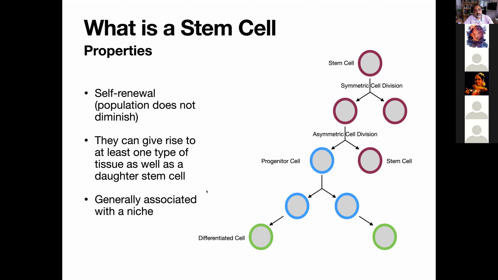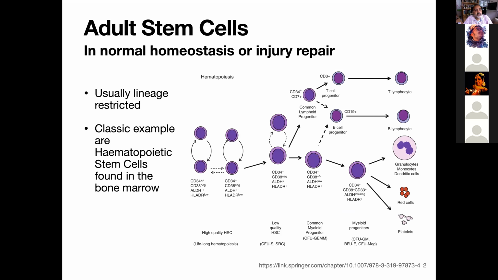So I will talk predominantly about embryonic stem cells, which are the more fascinating cell type, I think. But of course, stem cells were initially characterized in adult systems, and the hematopoietic stem cell is a classic example. Adult stem cells are used in normal homeostasis or injury repair. They're usually lineage restricted. As I've said here, the classic example is the hematopoietic stem cell, which is found in the bone marrow.